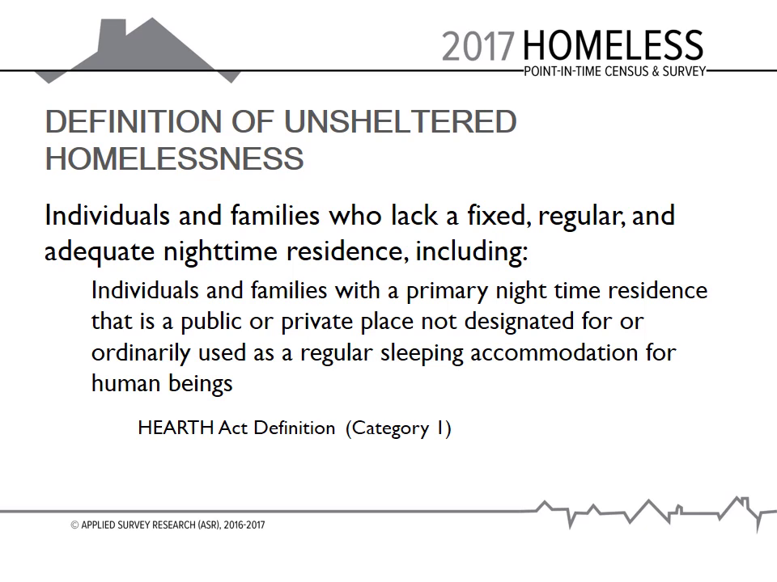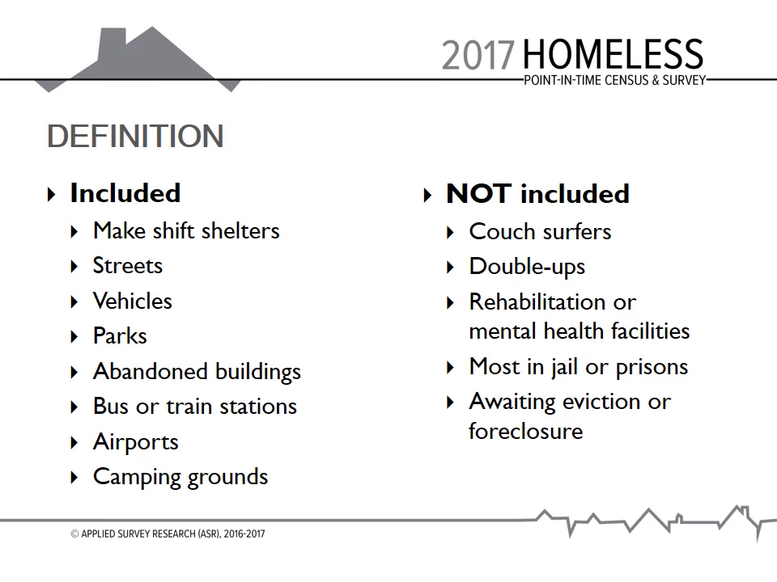So the definition is, and I'm just going to read this straight from the slide here, it's the Hearth Act definition, Category 1, and it reads, individuals and families who lack a fixed, regular, and adequate nighttime residence, including individuals and families with a primary nighttime residence that is a public or private place not designated for or ordinarily used as a regular sleeping accommodation for human beings. In the next slide, I'm going to go over a little bit further what this includes and doesn't include. So here's this next slide that I was referring to.